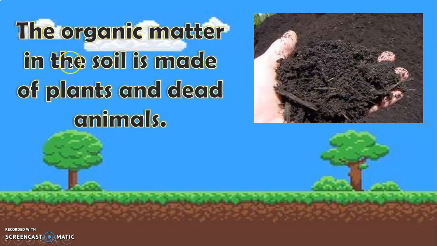Number two, we have organic matter. Organic matter in the soil is made of plants and dead animals. Usually when we say organic matter, we use this as fertilizer. This is our organic matter.